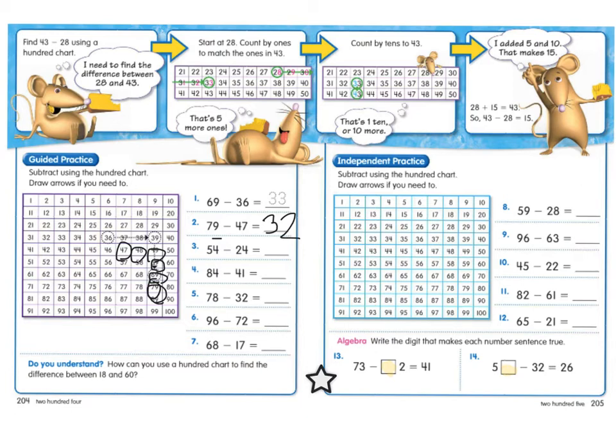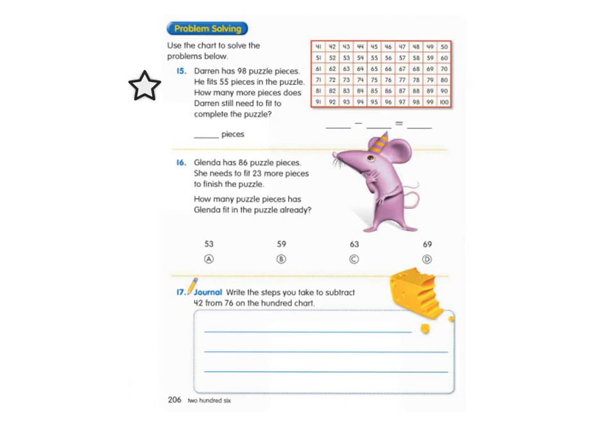Go ahead and push the pause button, and when you are ready, you can push play and turn to the back. For problem solving, you will use the chart to solve the problems below. Number 15, Darren has 98 puzzle pieces. He fits 52 pieces in the puzzle. How many more puzzle pieces does Darren still need to fit to complete the puzzle?